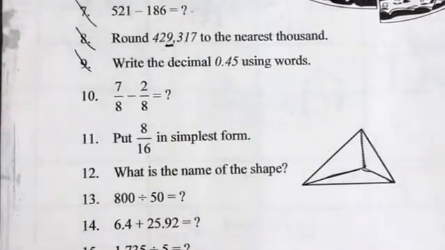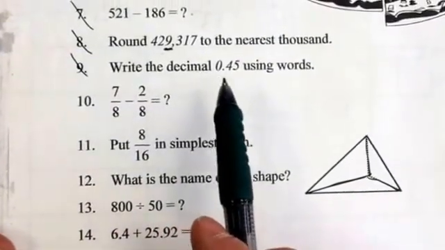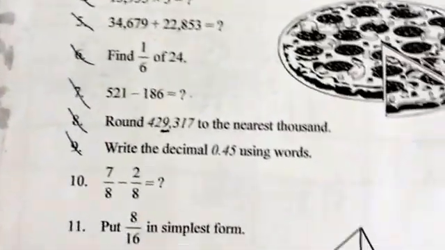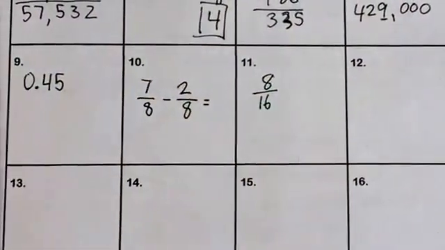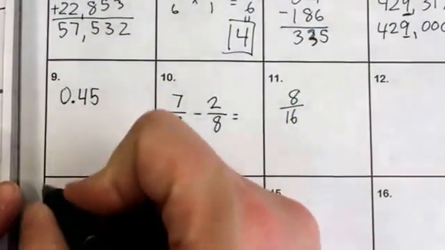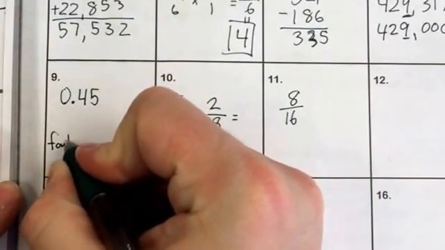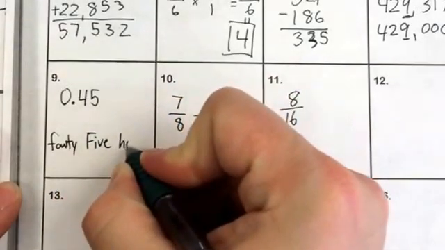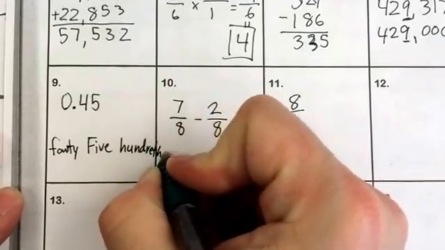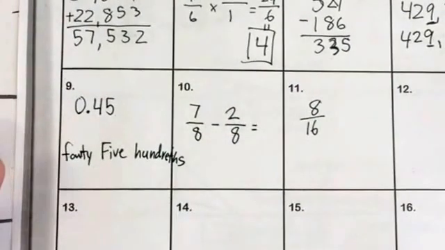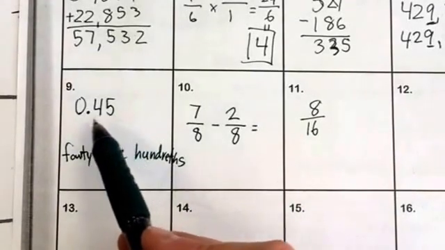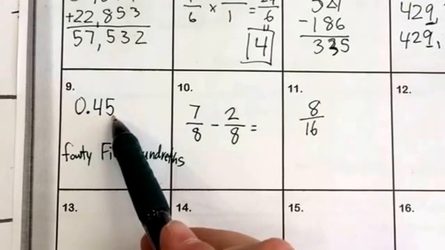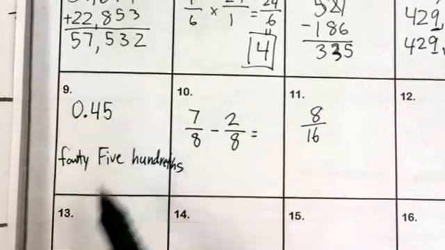We're going to start off with number 9. In number 9, we need to write this decimal 0.45 using words. I called it 0.45 because if I say its name, I already know how to write it in words. So, 0.45 is actually written as 45 hundredths. Because when you say a decimal's name, you read the number as if it were a normal number, 45. Then you look at the place of the last digit. That's in the hundredths place. So I would call this 45 hundredths.